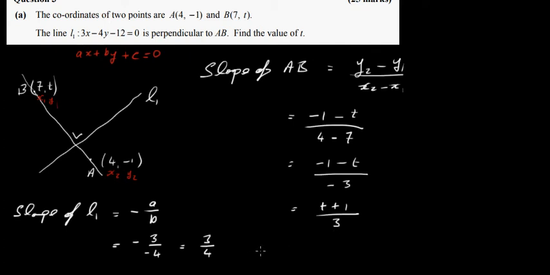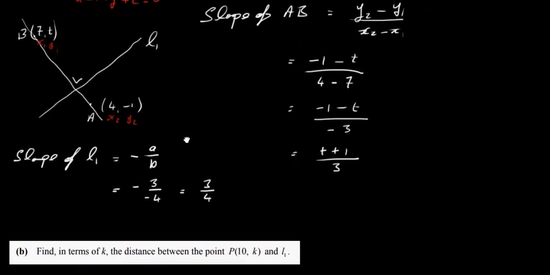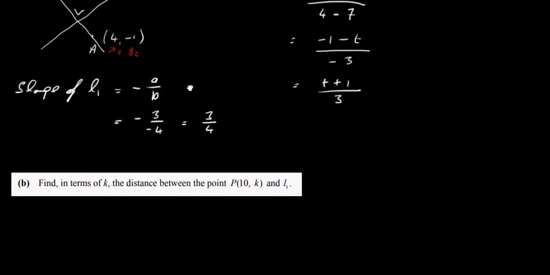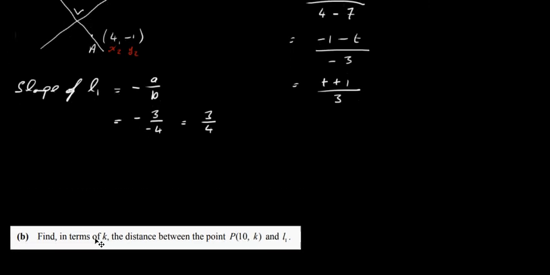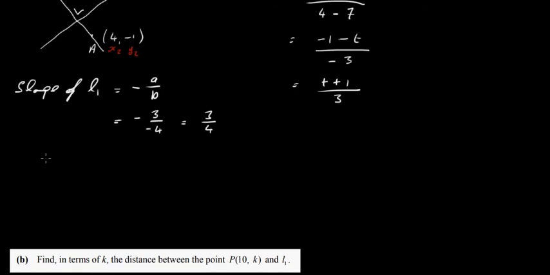We know that they're perpendicular, so we've got to find the value of t. We know that if we multiply the two slopes, we should get minus 1. So let's do that. We have 3 over 4 multiplied by (t plus 1) over 3, and we should get minus 1. If I multiply the tops, that gives me 3t plus 3, and multiplying the two denominators, you get 12. That's equal to minus 1.